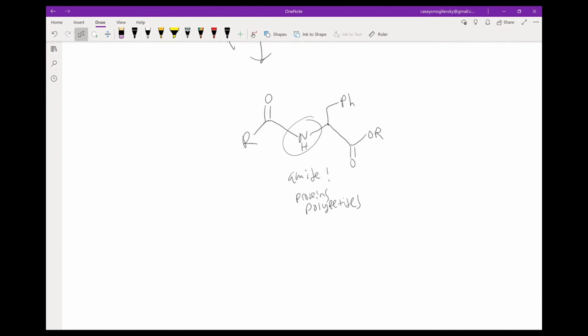But overall, as you would imagine, this type of reactivity is very, very important. It's important to life, and it's important to chemistry. Here's just a small example before we dive into the different reactions you can do with these acid derivatives in the next video.